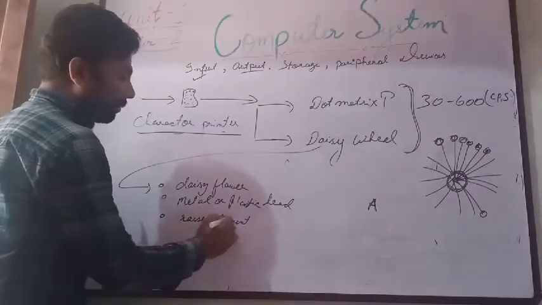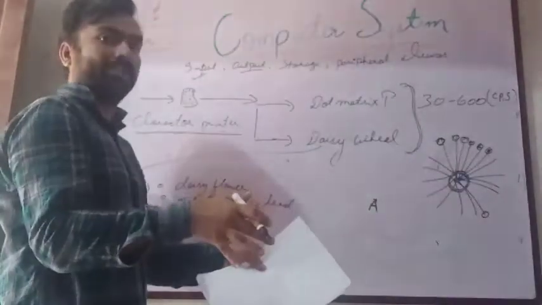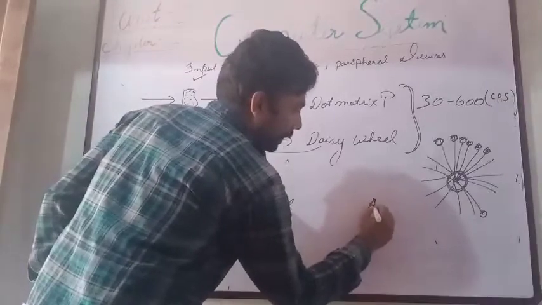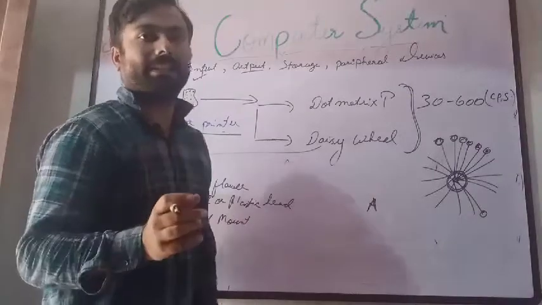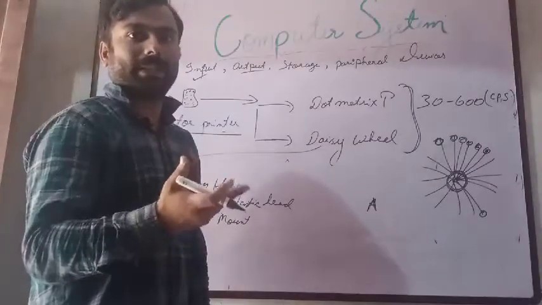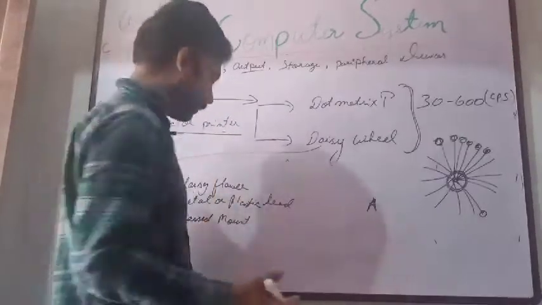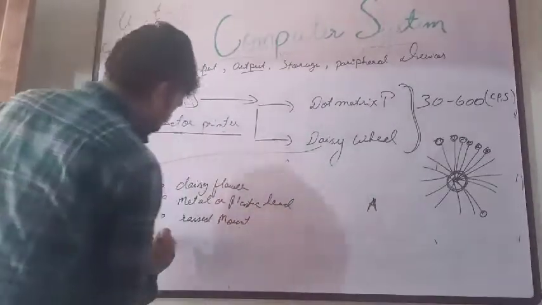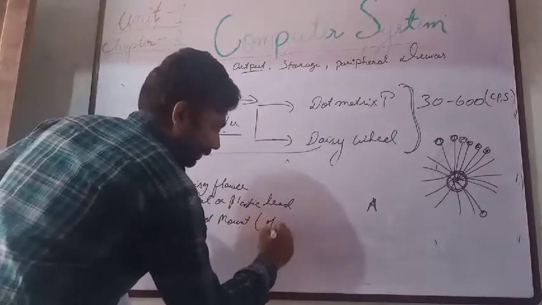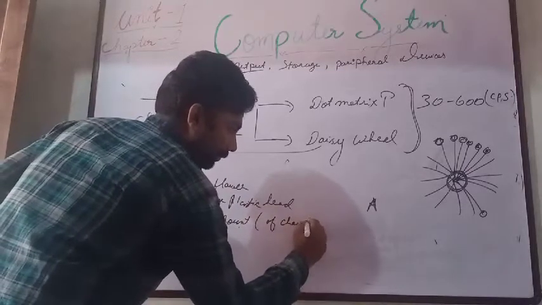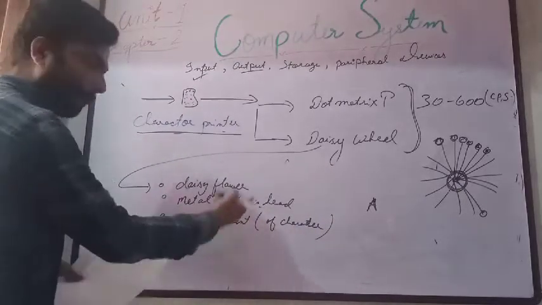Raised mount means like a mount, like a mountain shape. Each and every character used to be raised mount, so that the print should be clear when it strikes and gives pressure on the ink ribbon and the paper gets over it. Okay, so raised mount, understood? Then raised mount of character. Each and every character used to be raised mount.